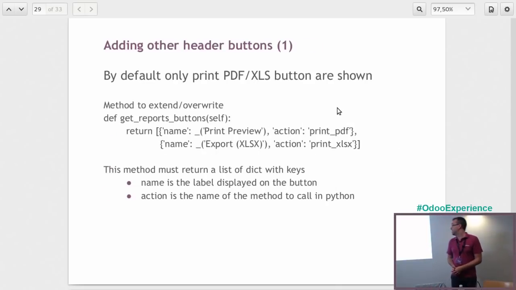You might have noticed that by default, you only have 2 buttons in the header for each report, which are print PDF and print XLS. You might want to add some buttons. To do that, you can just extend or overwrite the getReportsButton method. This method is pretty easy. Each element is a dictionary that takes as name the name of the button, and the action is an action that will be called in Python. So you can add buttons that do what you want.